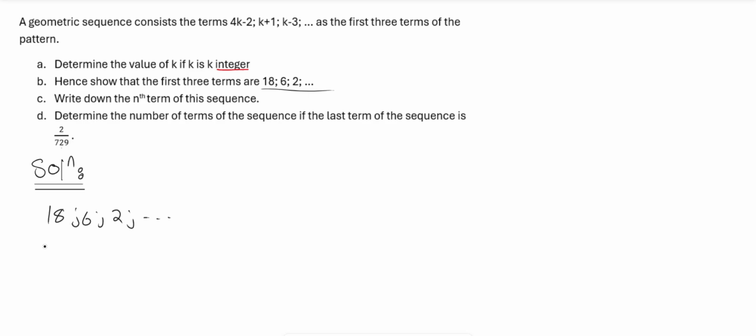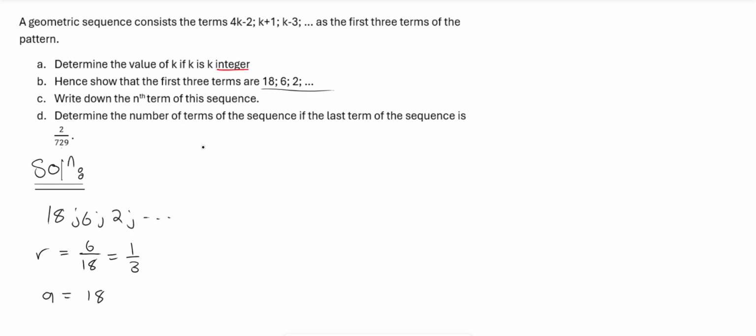So the nth term here, number one: since this is a geometric sequence, we need to identify our common ratio. Our common ratio here is going to be 6 divided by 18, and our common ratio is going to be 1 over 3. And then we know that the value of a for this one is going to be 18.